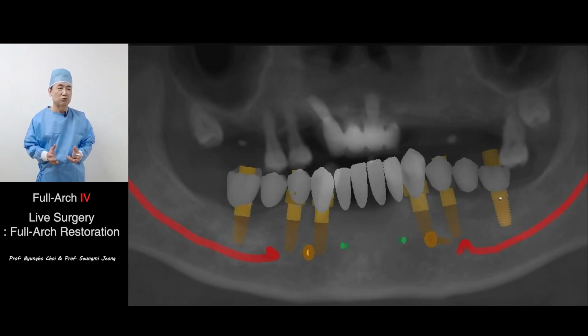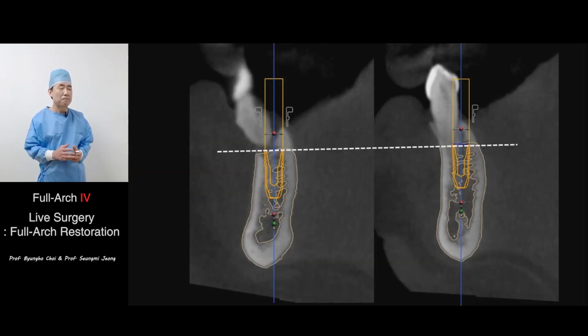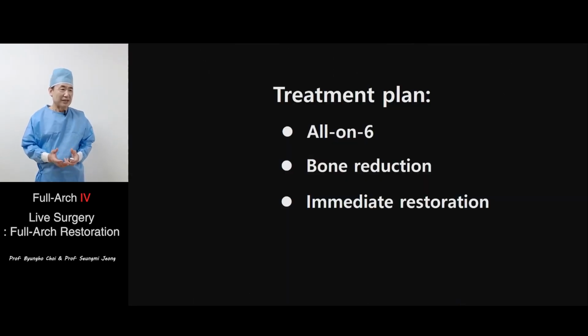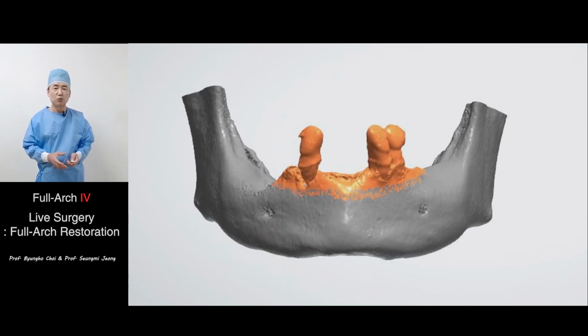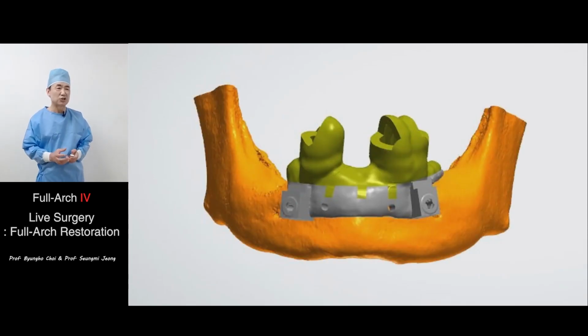It was possible to position all 6 implants in the mandible without bone graft. We decided to cut the bone at this level. The treatment plan we established was All-on-6 implant placement, bone reduction, and immediate restoration. On the merged image, we designed a bone reduction guide, a top part and a foundation part.